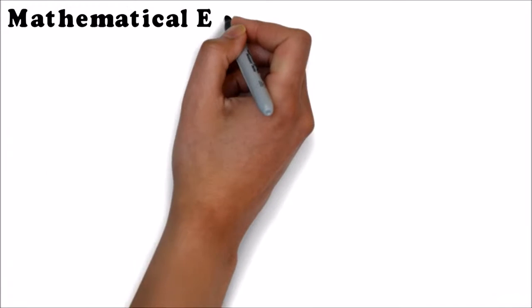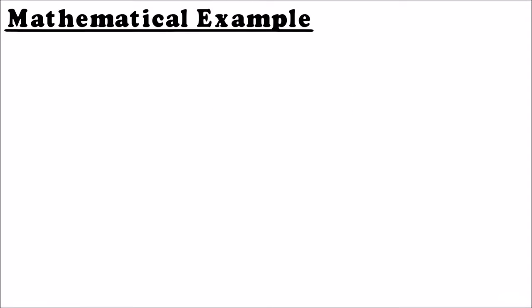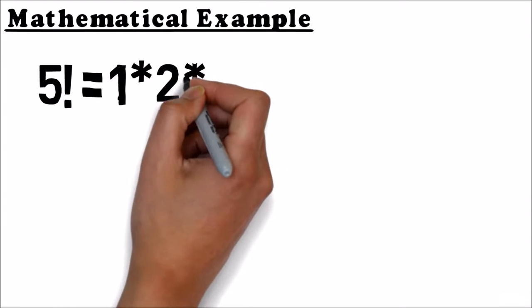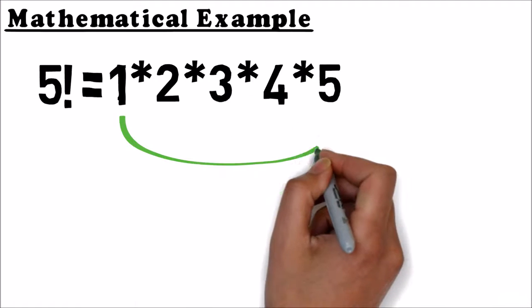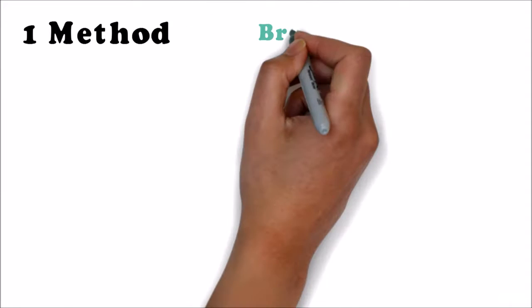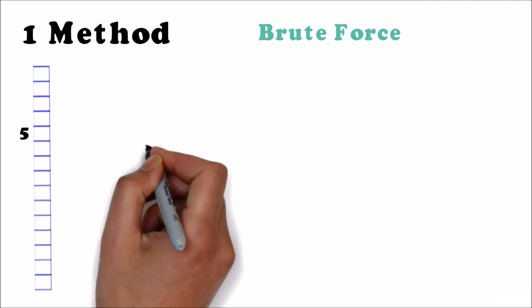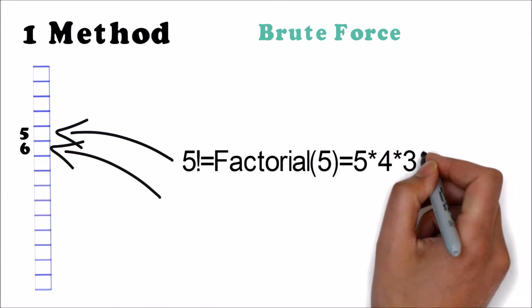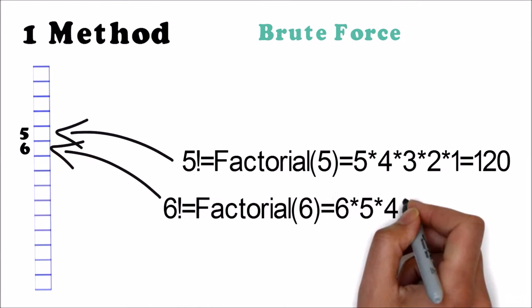Let's try a mathematical example. Can we use dynamic programming to find out factorial of any number? First of all, factorial is the multiplication of any number from 1 to the particular number, and it is denoted by exclamation mark. The simplest method to program, or else brute force method, for calculating all the factorials up to a given number is to calculate each factorial and add to the list, like factorial 5, factorial 6.